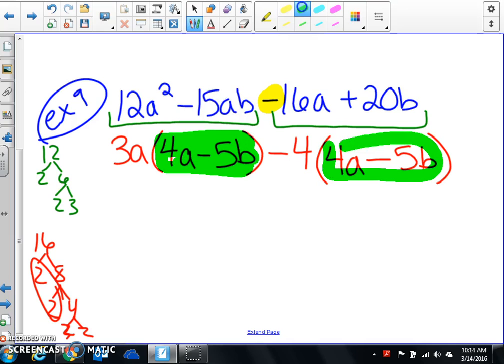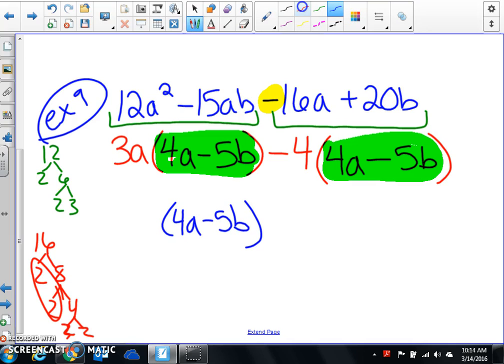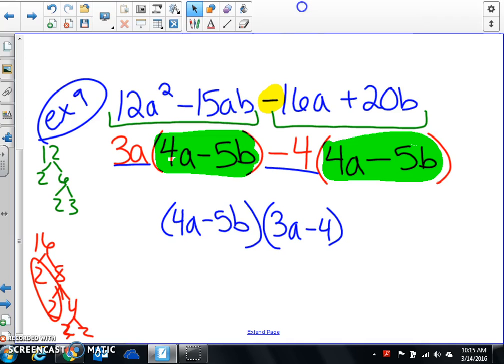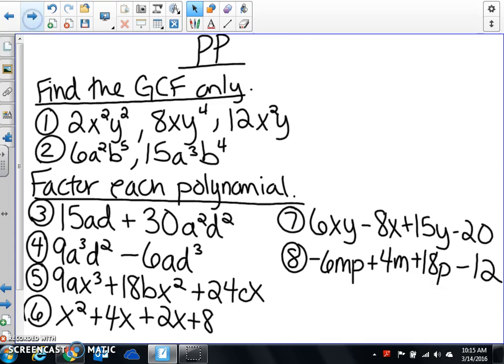These have to be identical. Sure enough, they are, so I rewrite it. And then whatever's left over, which is 3a minus 4. All right, that's it. Okay, so for your first 2, you're just finding the GCF between each monomial.